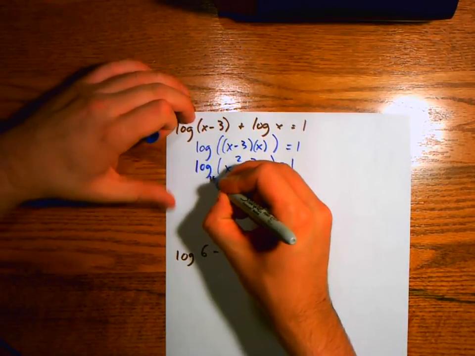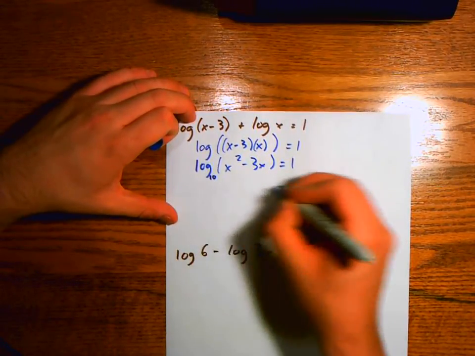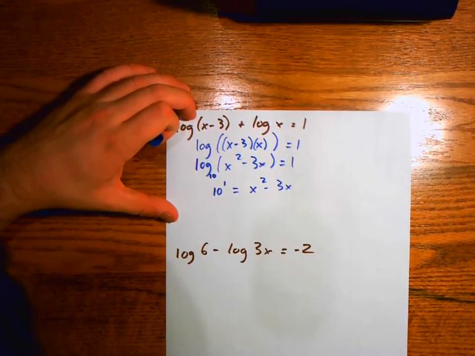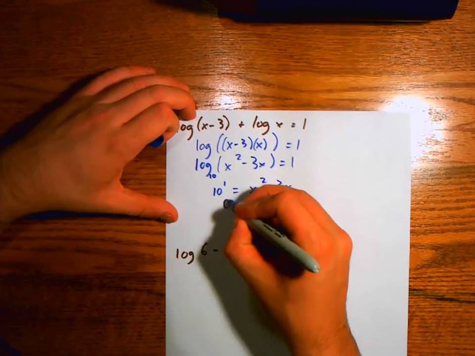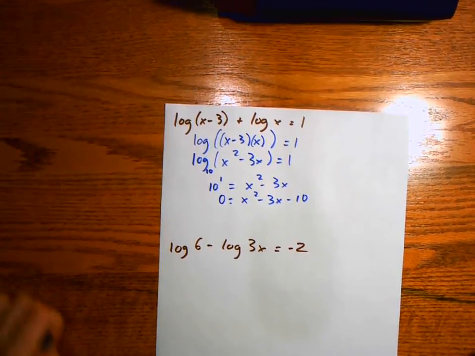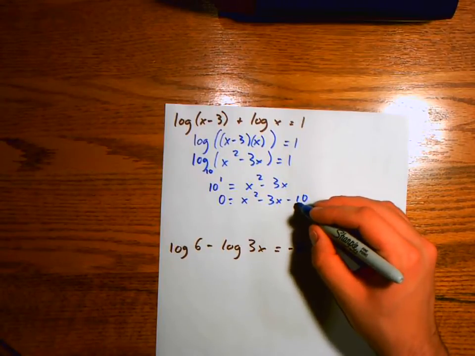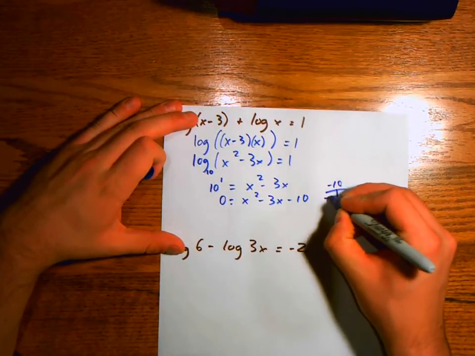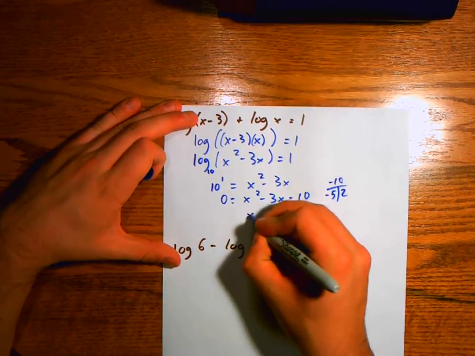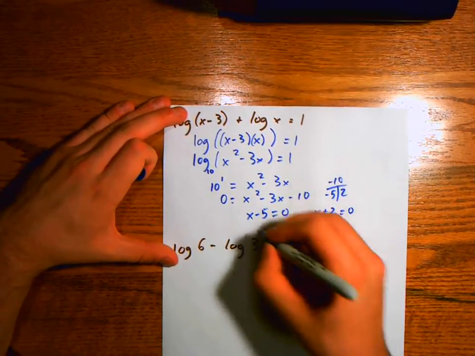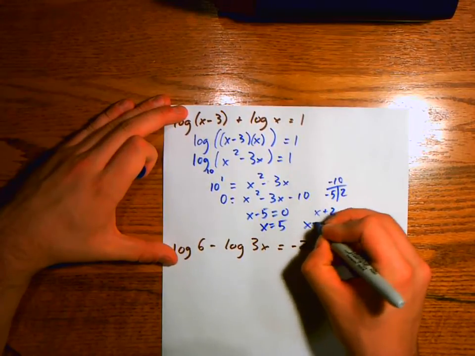And then we can convert this to exponential form since this is my base. I have 10 to the 1 equals x squared minus 3x. Subtract 10 on both sides to create a quadratic equation. And I think by factoring, two numbers that multiply to equal negative 10 but add to equal negative 3 are negative 5 and positive 2. So x minus 5 is equal to 0 and x plus 2 equals 0. So that means my answers are x equals 5 and x equals negative 2.